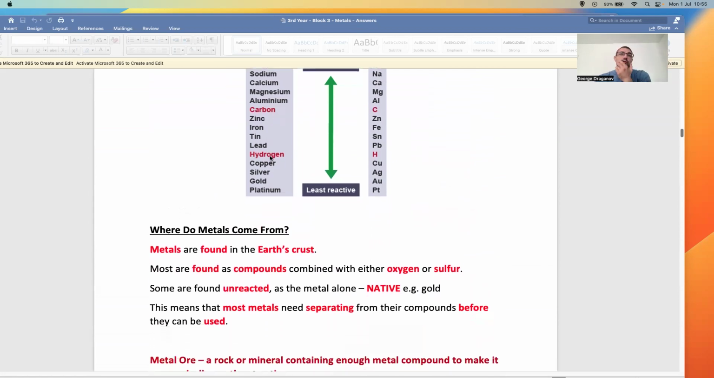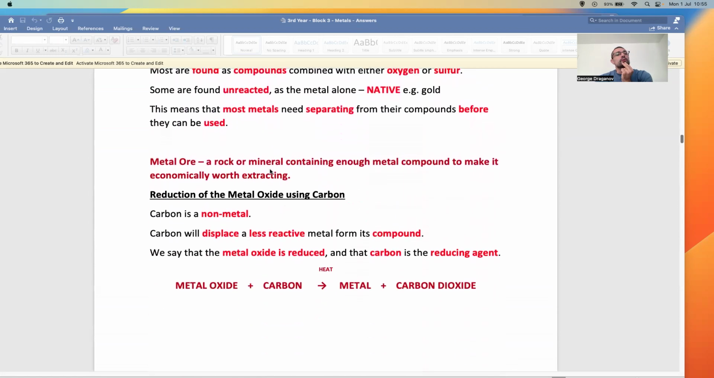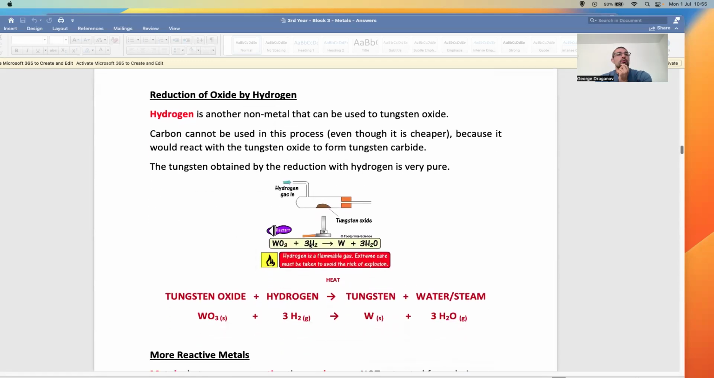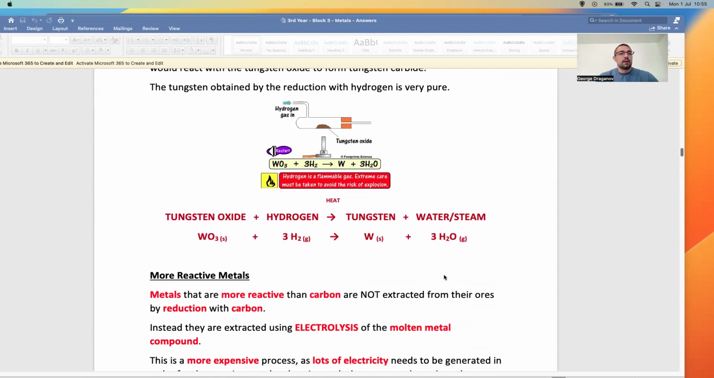And then we had the exception of tungsten, where you had to use hydrogen to displace it, because the tungsten and the carbon can react to form tungsten carbide. So we need to watch out for that. Carbon plus tungsten oxide can form tungsten carbide. That's why we avoid that, and we do hydrogen plus tungsten oxide to make tungsten plus water.